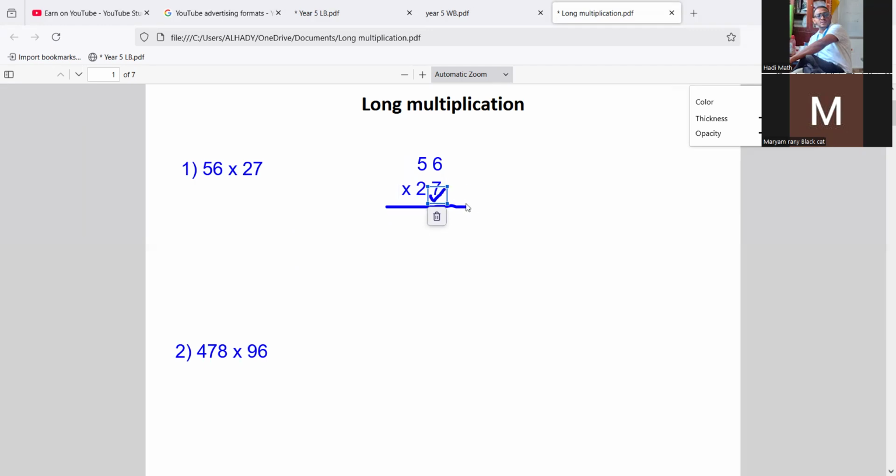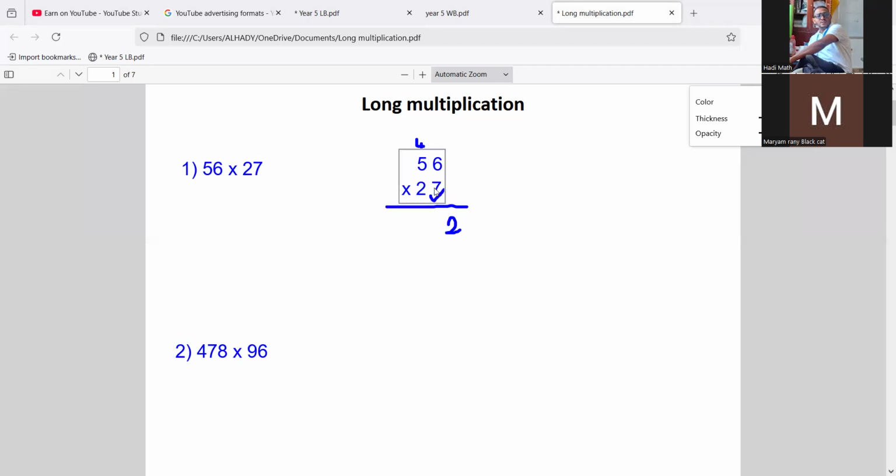Let's see how you do multiplication. We put the tick on the 7. Now we start multiplying by 7. First, you say 7 multiplied by 6 is equal to 42. You write down the 2. When you say 42, remember, you write the last digit, which is the ones, and you carry over the tens, which is the 4.